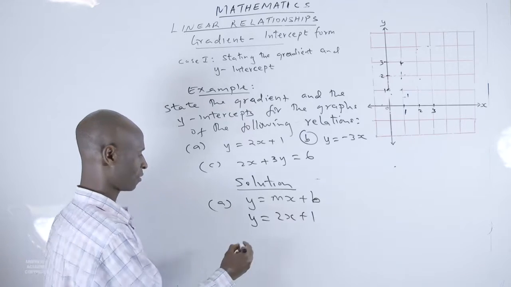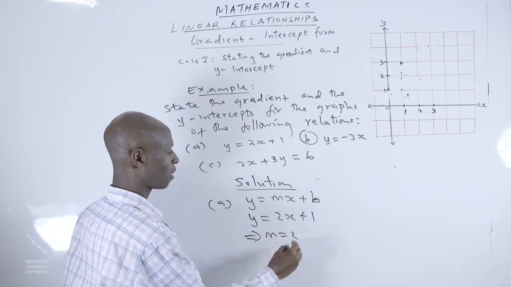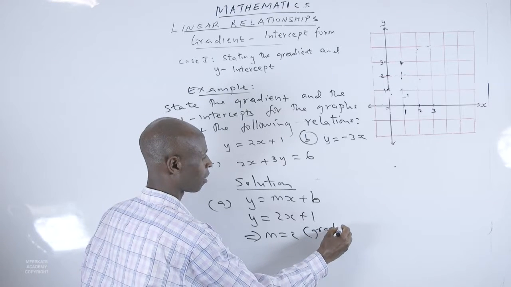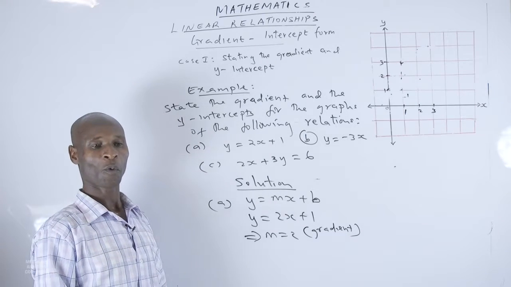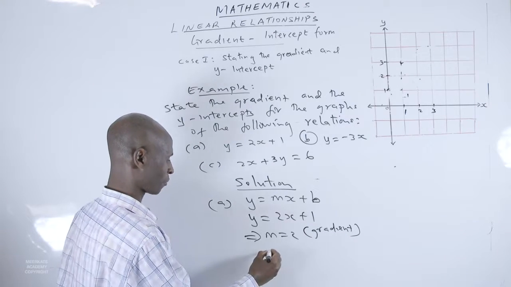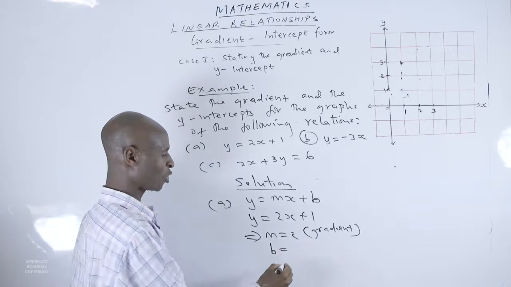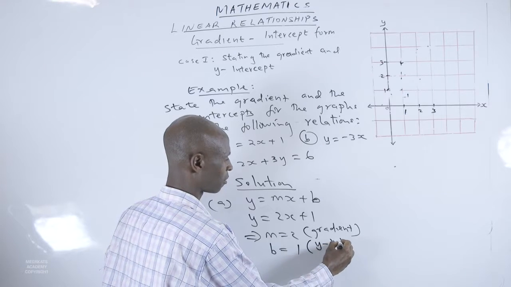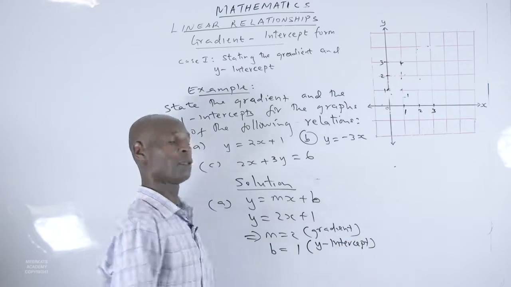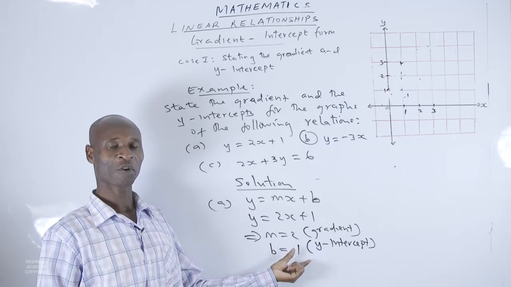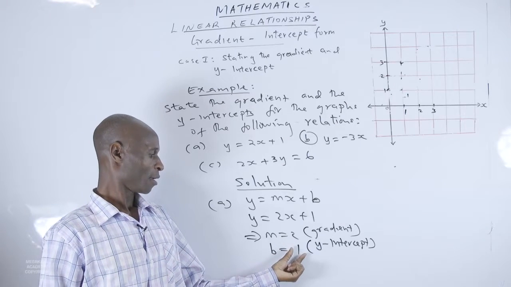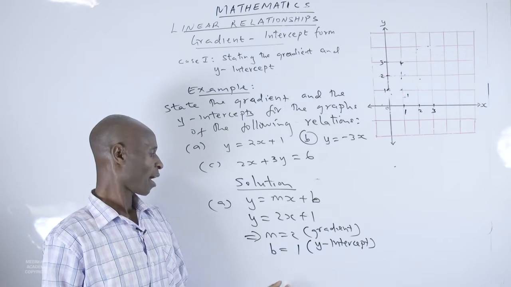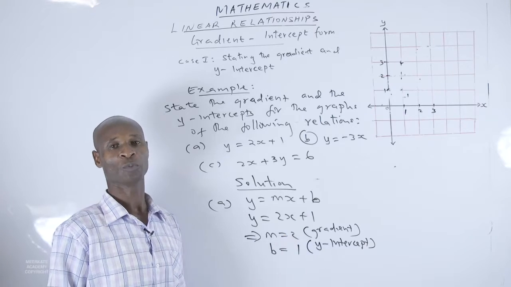So in this case, m is 2, which is the gradient, while the y-intercept b is positive 1. That means if we draw or sketch this graph, the graph will pass through y is equal to 1, and the gradient of that graph will be 2.